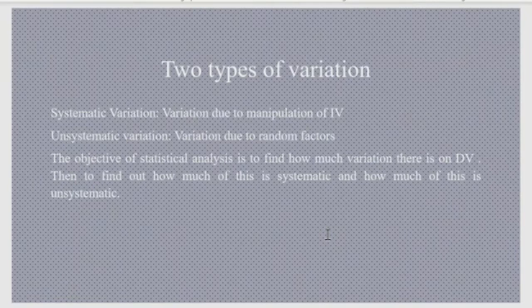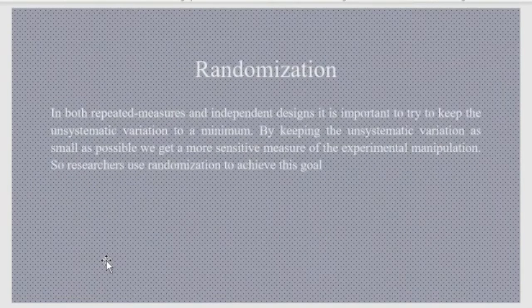Okay. So there are certain methods by which we can control this unsystematic variation, like randomization. We select subjects randomly. This is one very important method generally researchers use to control the unsystematic variation. We randomly select subjects. Random selection means every individual in the population has an equal chance of being selected.